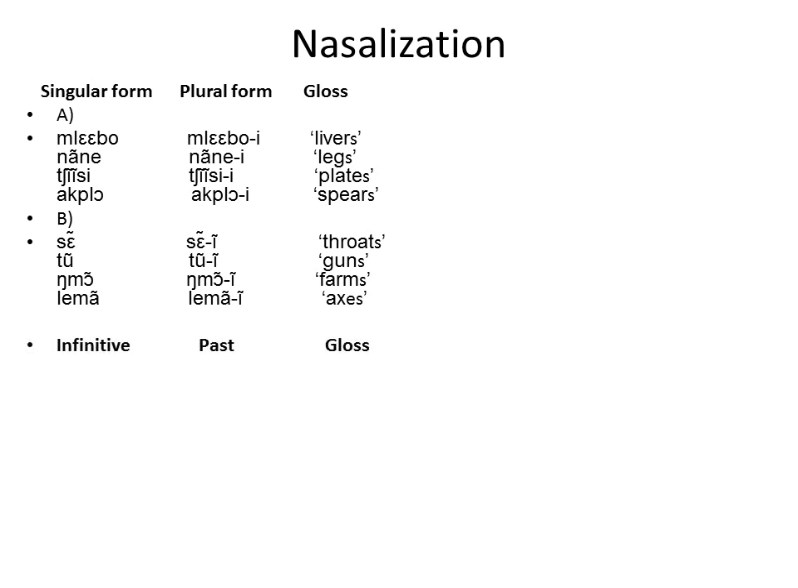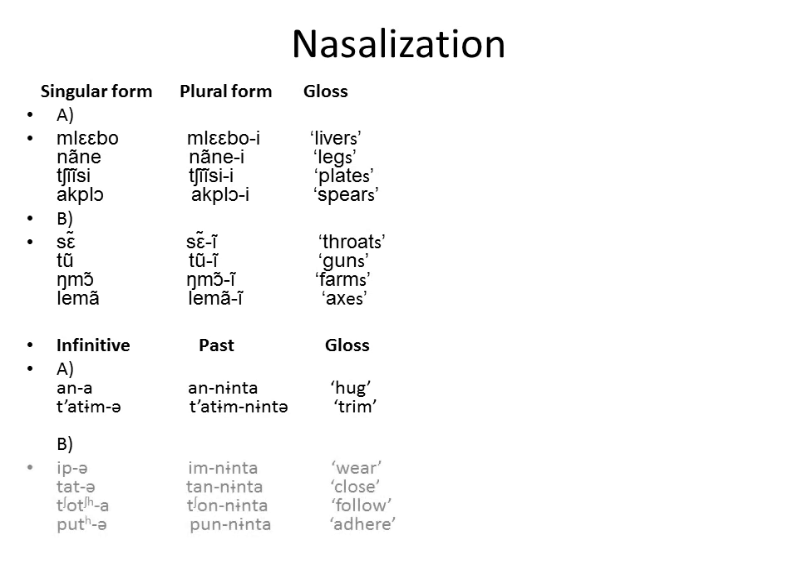Another example of nasalization is in Korean. In Korean we have two types of data here: data in A and data in B. We derive the past tense from the infinitive. The past tense suffix in Korean is ninta.